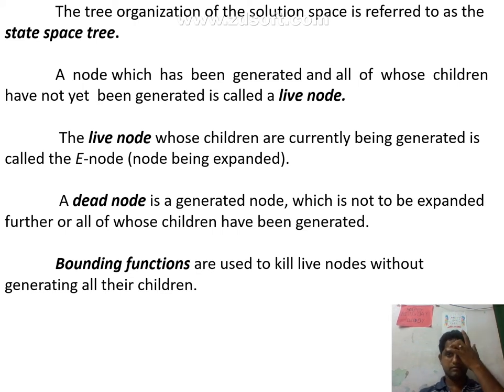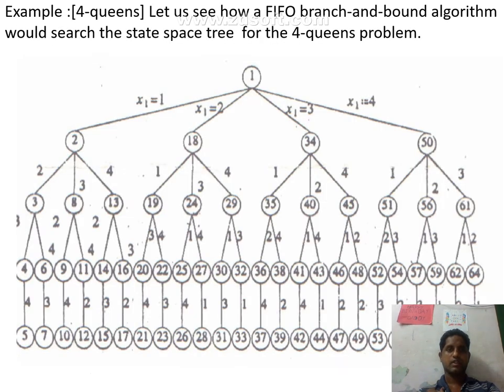So what is the state space tree? The tree organization of the solution space is referred to as the state space tree. This is one example, the four queens problem. We have seen the different states; this is one of the states. Here we use FIFO to solve the four queens problem.